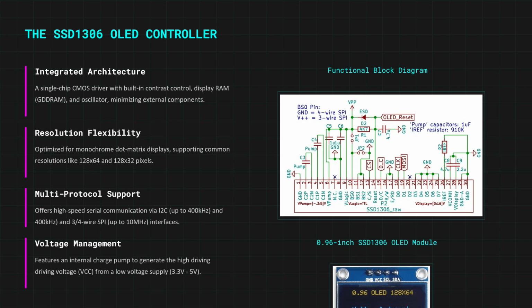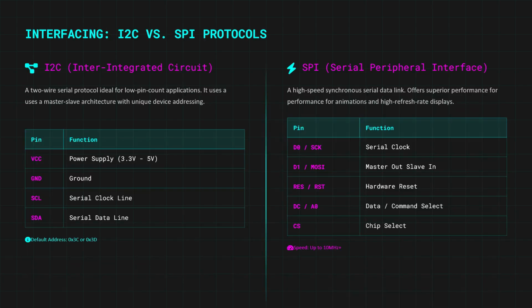Most OLED modules used in embedded projects have resolutions such as 128 by 64 pixels or 128 by 32 pixels. The SSD1306 controller also supports multiple communication protocols including I2C and SPI, which allows it to interface easily with microcontrollers like Arduino, ESP32, STM32, and Raspberry Pi. Another key feature is the internal charge pump circuit, which generates the higher voltage required to drive the OLED pixels from a lower supply voltage. Let's move to the next slide.